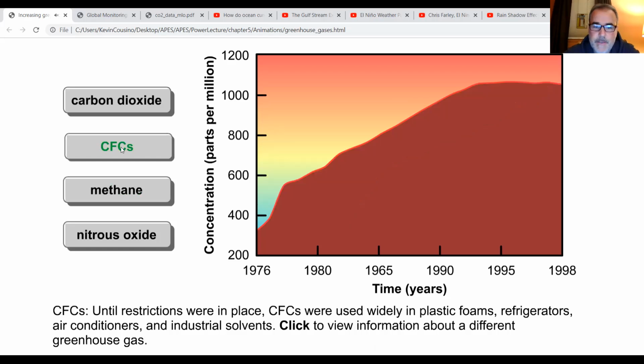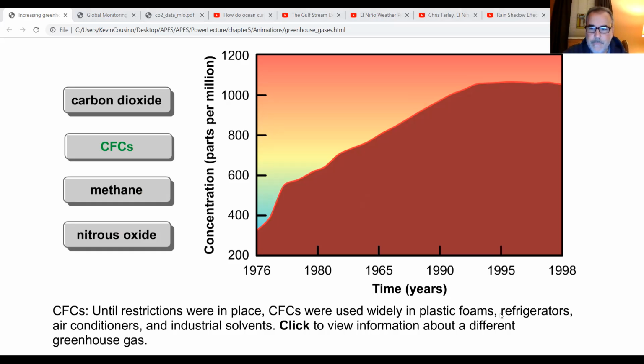Chlorofluorocarbons, or CFCs. Until restrictions were in place, CFCs were used widely in plastic foams, refrigerators, air conditioners, and industrial solvents. We'll talk more about these later, but at the time, they were these dream things, a product that we made that was very useful, and we loved using them until we found out that they were also destroying our ozone layer. We really said, boy, we've got to stop using these. And not only do they destroy the ozone layer, but they're also a powerful greenhouse gas, which means, again, they trap in the heat.